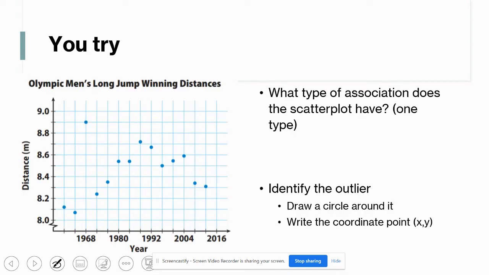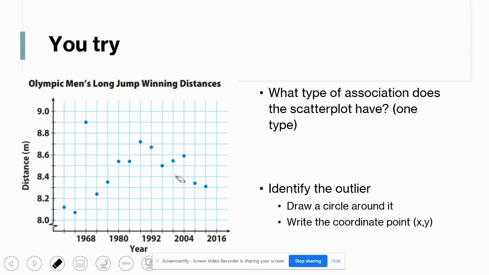This is a different graph, so turn the page. This is on the last page. It says Olympic men's long jump winning distances. So it's telling us the year and the distance, and you have to tell me what type of association this has. Now I'm going to tell you there's only one type, and it's not positive, negative, or no association. Because as you can see here, it does have a positive association, and then it has a negative association. So we can't say just one. So I'm looking for, is it linear or nonlinear?